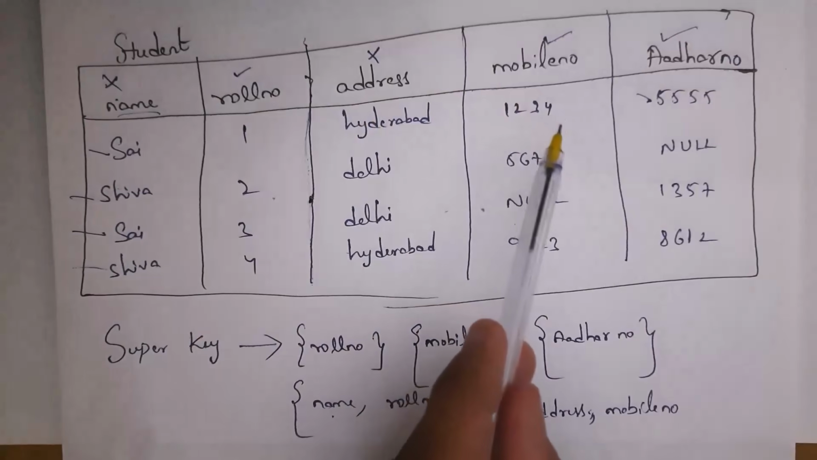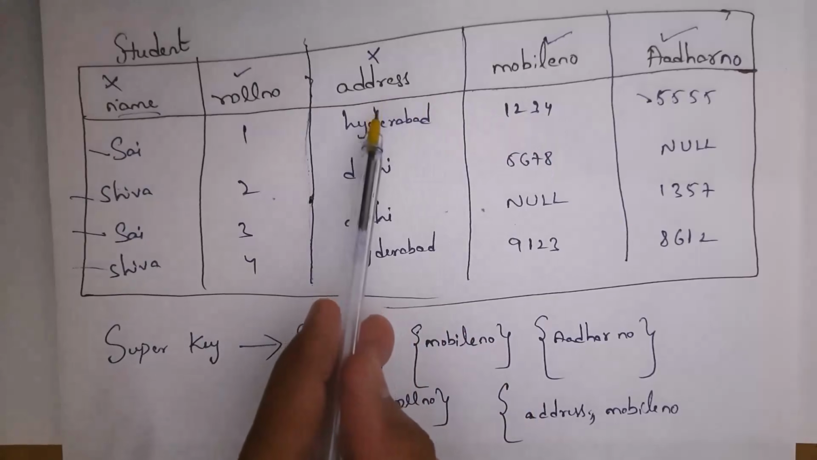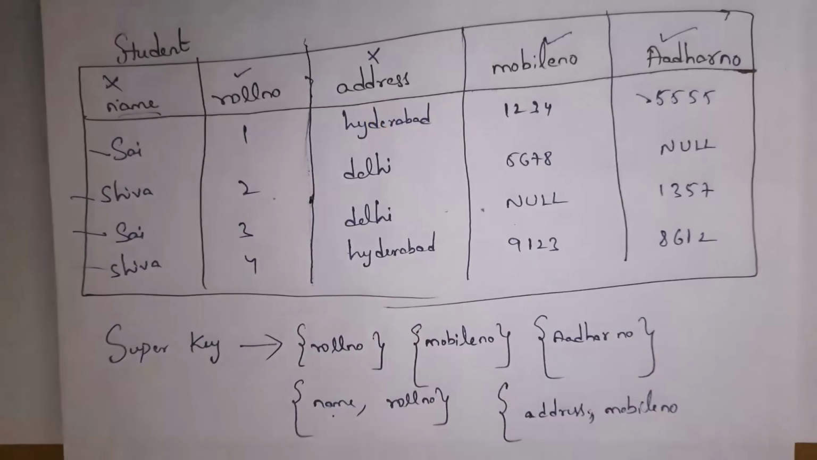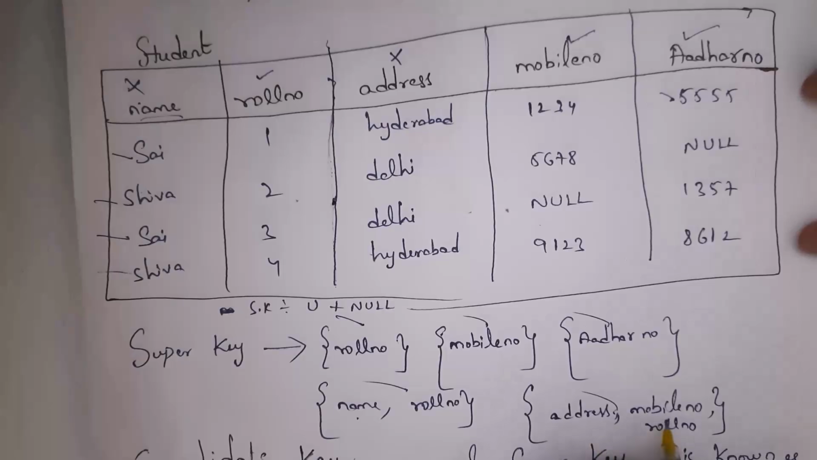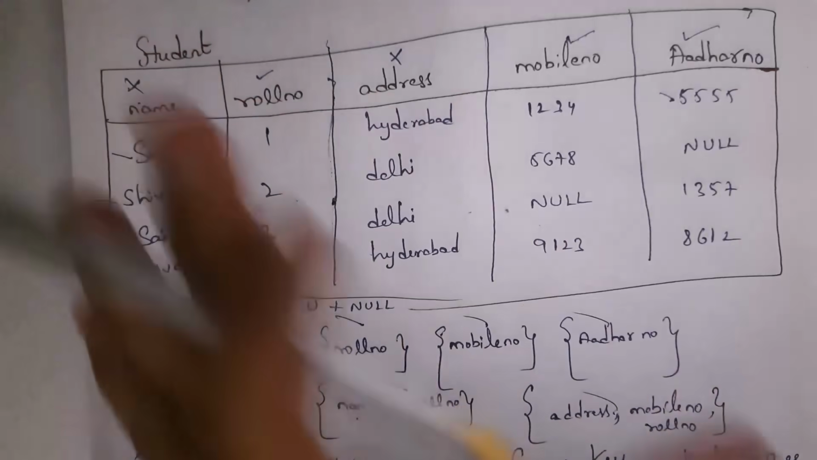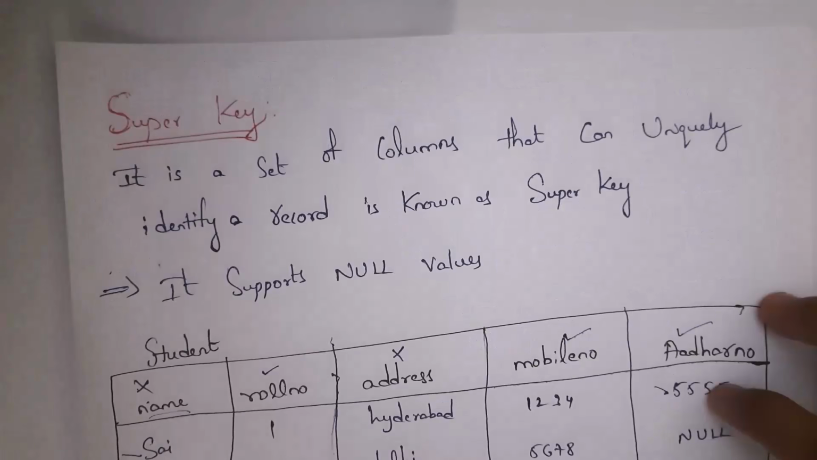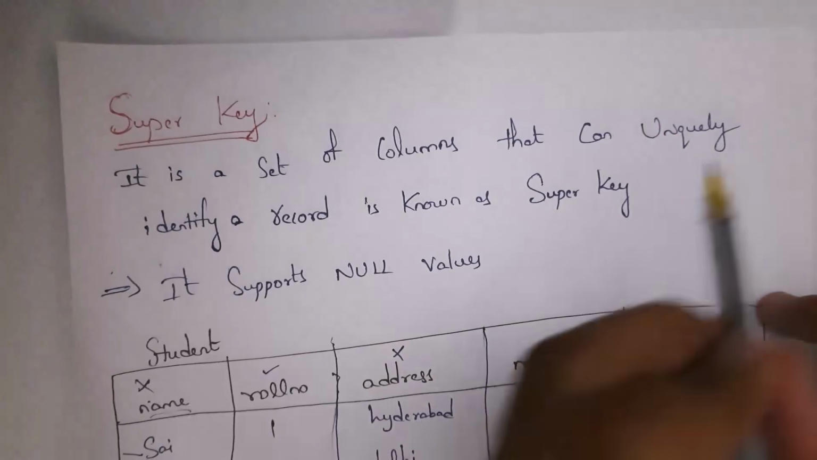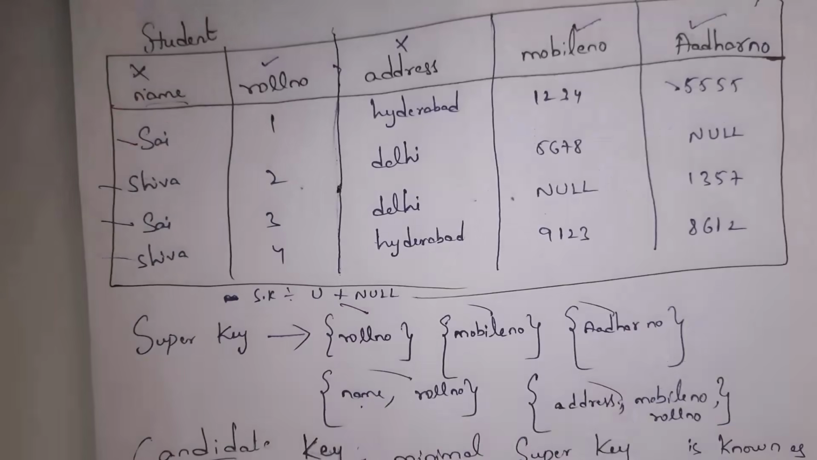Guys, not only a single super key, you can also combine this address column with multiple super keys. So here I will take address, comma, mobile number, comma, roll number. Guys, these are various super keys in this particular table. Guys, a super key is nothing but a set of columns that can uniquely identify a record. These are various sets of columns. By using these columns, we can uniquely identify a record.